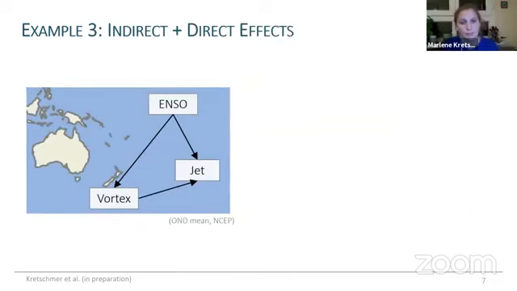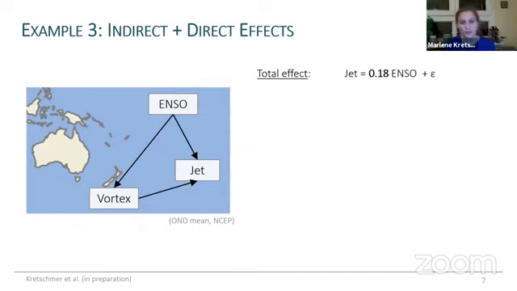This is a third example. Again, it includes ENSO and its effect on the jet stream, but this time in the southern hemisphere. We have this direct pathway from ENSO to the jet, but there's also an influence of ENSO on the polar vortex in the stratosphere, which then again affects the jet stream. So we have ENSO affecting the jet via the so-called tropospheric pathway and then via the stratospheric pathway.